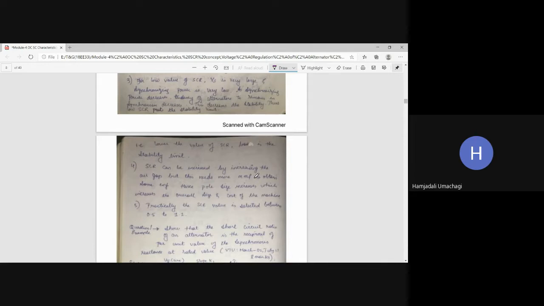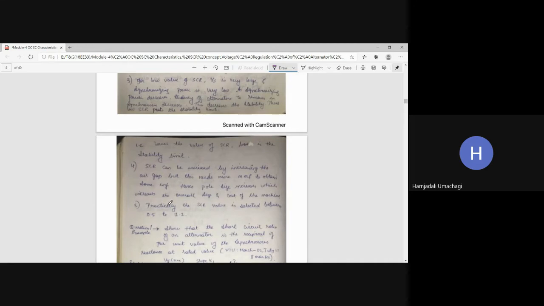But this needs more MMF to obtain the same EMF, because it requires a large flux value. Hence, pole size increases. So if I want to increase SCR, then I want to increase the air gap. But if I want to increase the air gap, then I want more flux. So to get more flux, what should I do? I should increase the size of the magnetic pole. Hence pole size increases, which increases the overall size and cost of the machine. If pole size increases, the size of the machine increases, and then cost also increases. All these are the drawbacks.